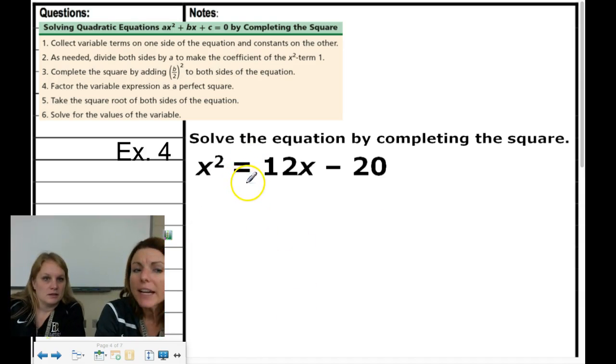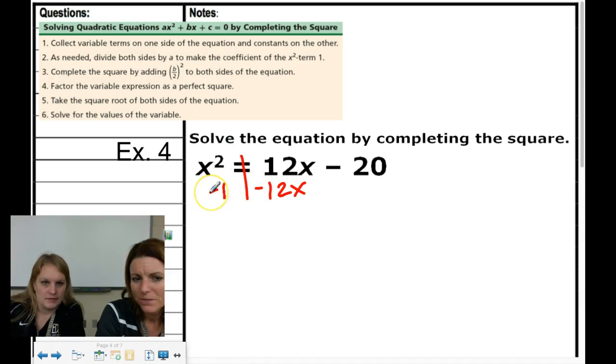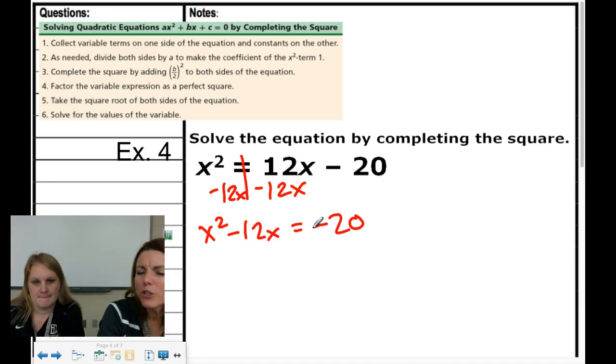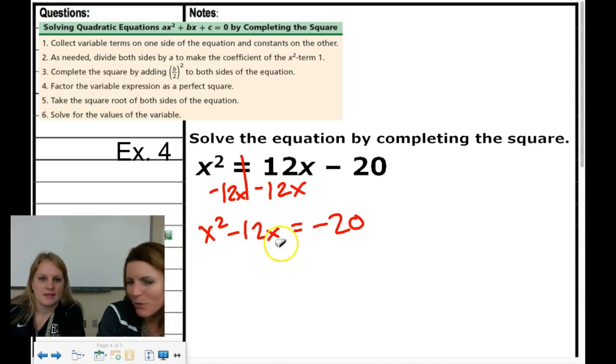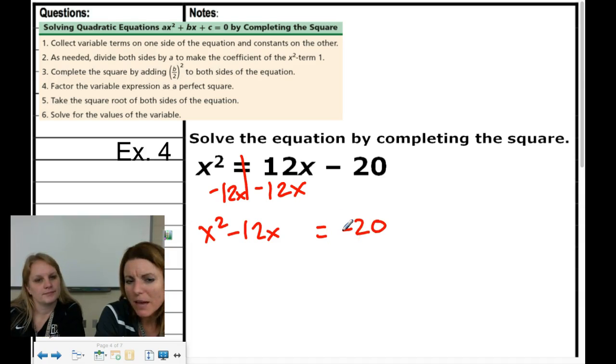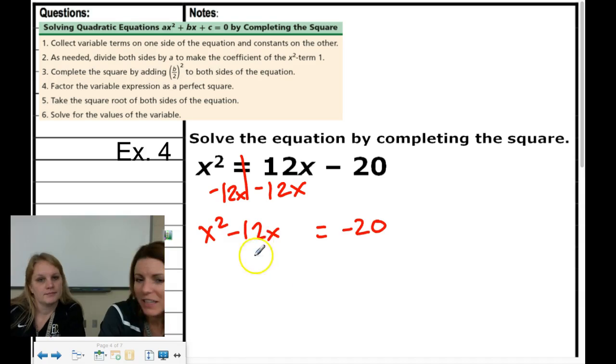Number 1, collect the variable terms on one side and the constants on the other. So I'm going to subtract 12x, so I get all my x's on the left. So I have x squared minus 12x equals negative 20. Now, typically what I do on completing the square is leave room behind the x term, because we have to add something to both sides. Usually right away at this step, I write a plus sign after the negative 12x and a line underneath it to show that I'm adding something, and then the same on the other side, to remind me right away.